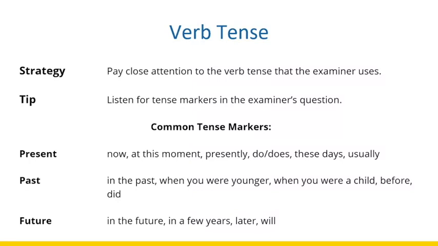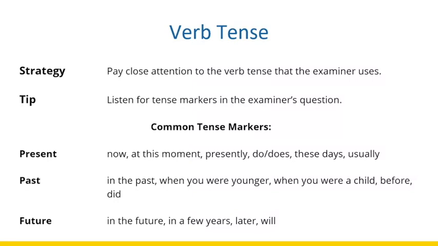The first one is about present tense. When you hear the words now, at this moment, presently, these days, usually, and questions beginning with do and does, that means you need to speak in the present tense. If you hear the following words such as in the past, when you were younger, when you were a child, before, or questions beginning with did, that means you need to speak in the past tense.